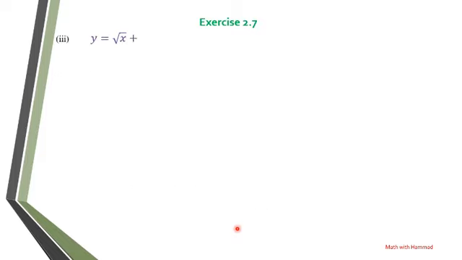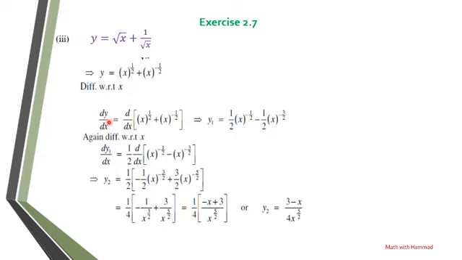Now the third part: y is equal to under root x plus 1 over under root x. What is the value of under root? The value of under root, or square root, is power 1 by 2. So this can be written as x raised to power 1 by 2 plus 1 over x raised to power 1 by 2. And when this goes to the numerator it becomes x raised to power minus 1 by 2. So y is equal to x raised to power 1 by 2 plus x raised to power minus 1 by 2. Now differentiate with respect to x, we will get dy by dx.